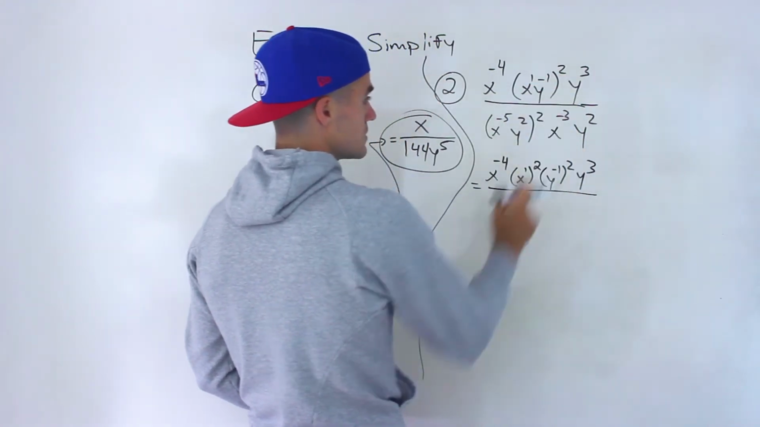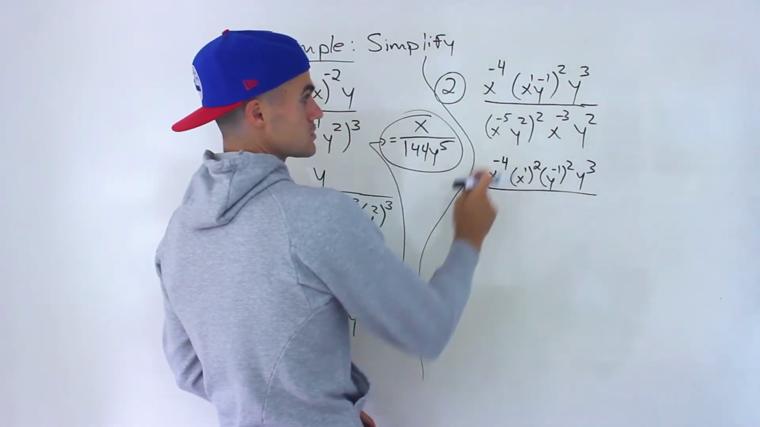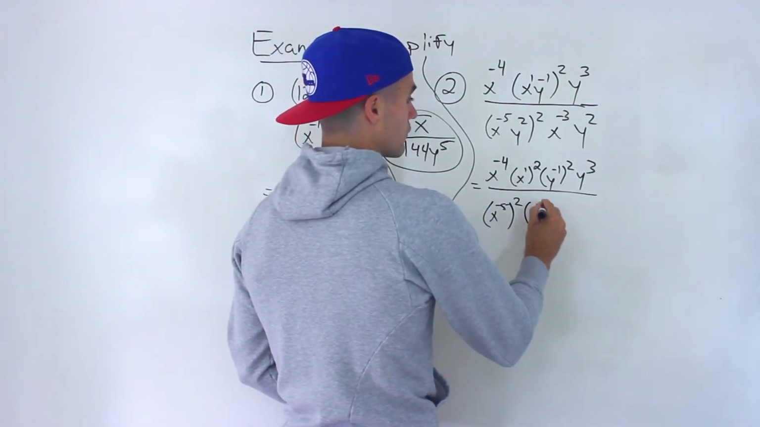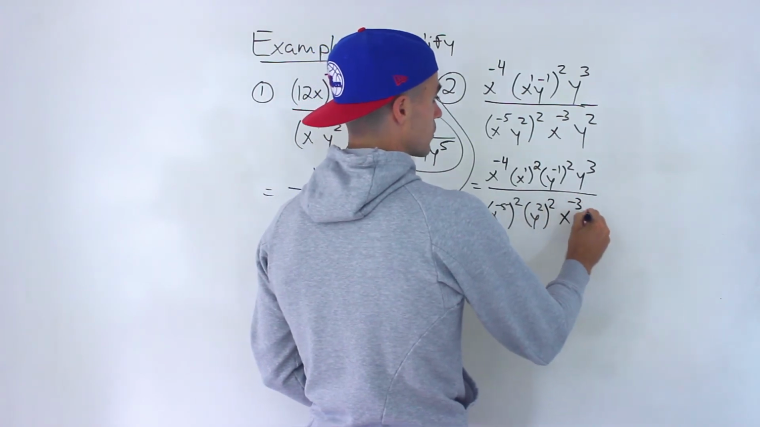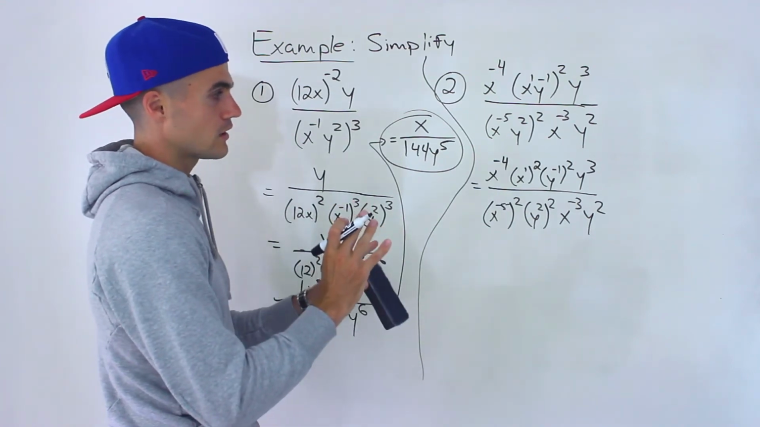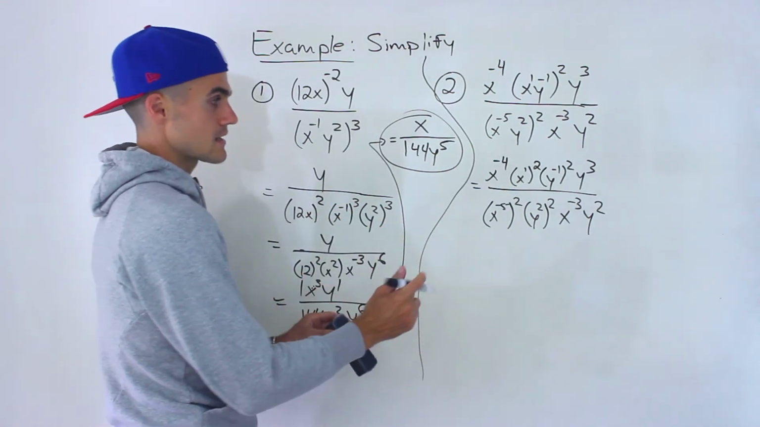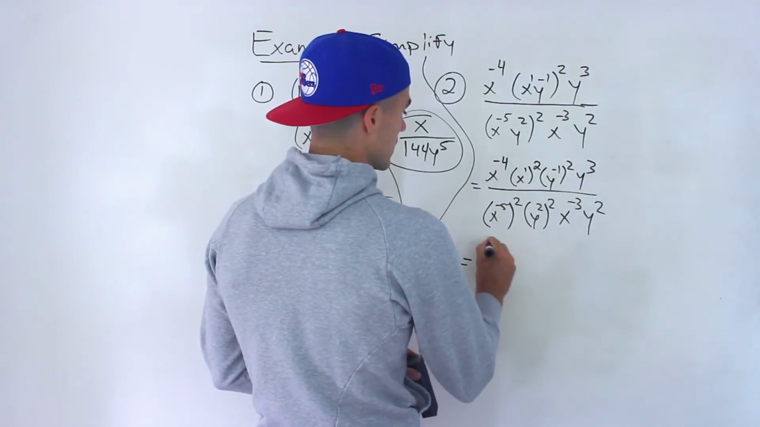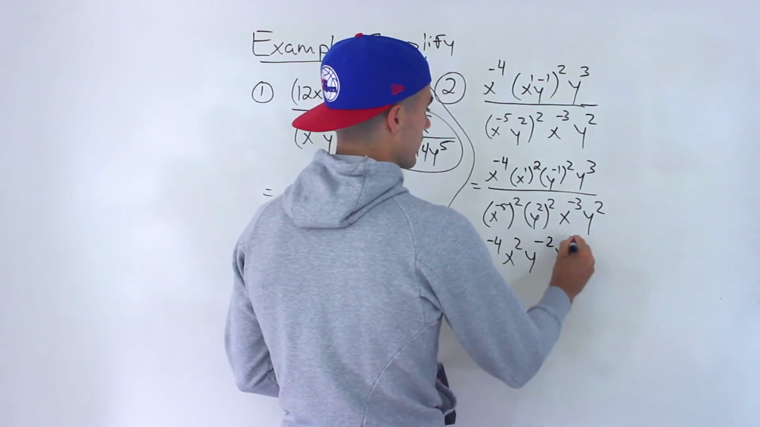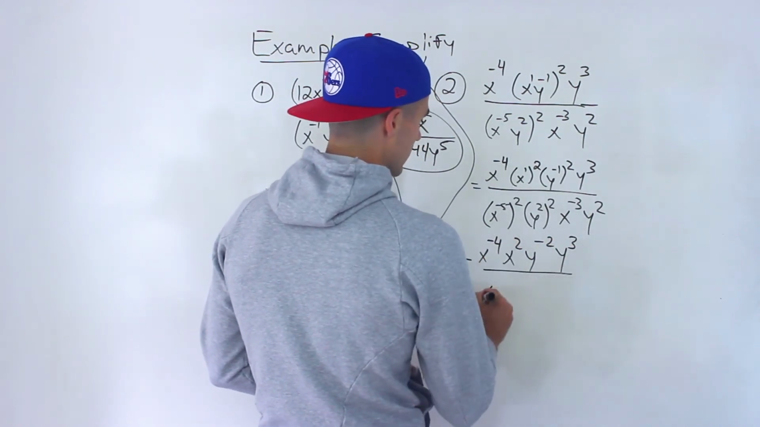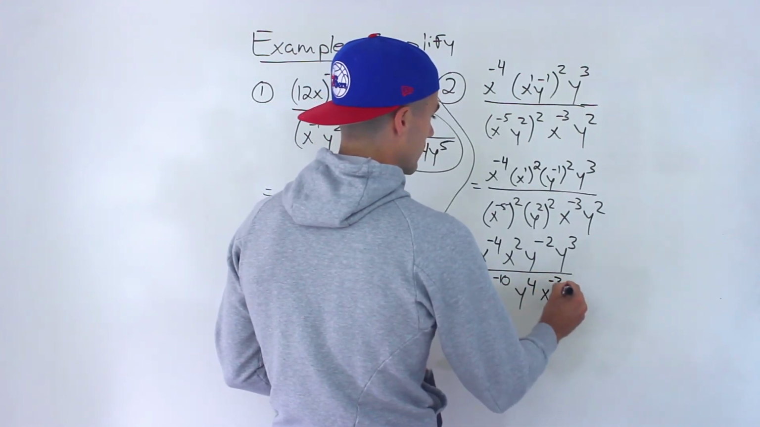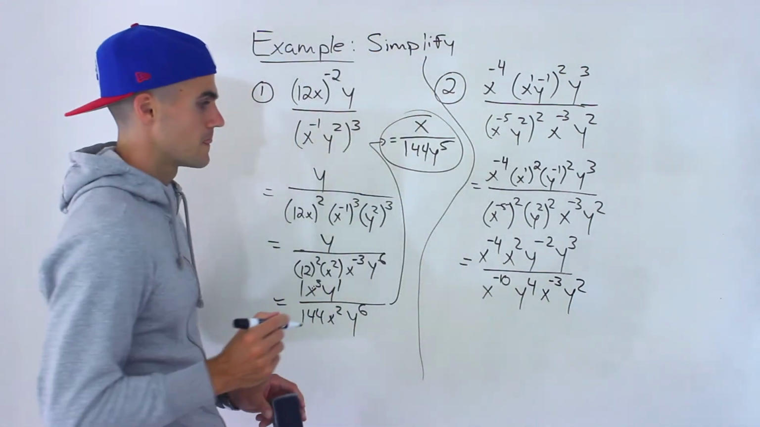I'm going to distribute that 2 to these two terms. Same thing here, I'm going to take this 2, distribute it to the x to the negative 5, that's going to be to the 2. Then we're going to have y to the 2 to the 2, x to the negative 3, and then y to the 2. So I kind of want to get every variable just by itself. So here we'll have x to the negative 4, I'll keep that. This will be x to the 2, this would be y to the negative 2, this would be y to the 3, all over x to the negative 10, y to the 4, x to the negative 3, and then y to the 2, like that.